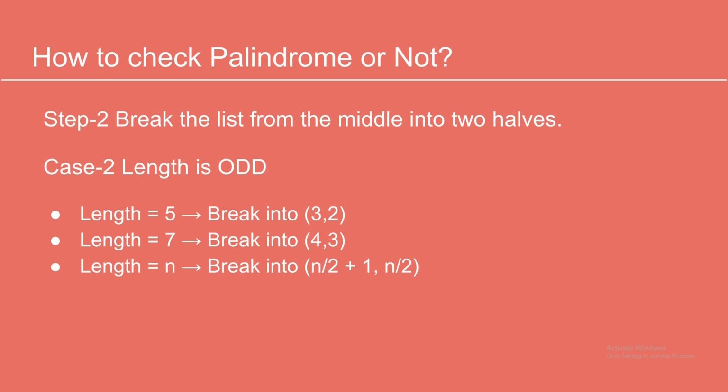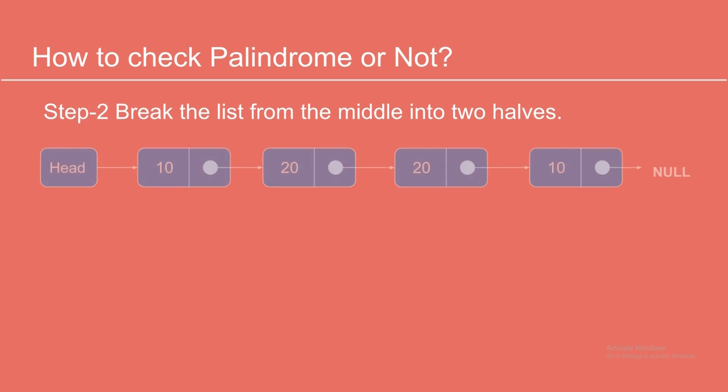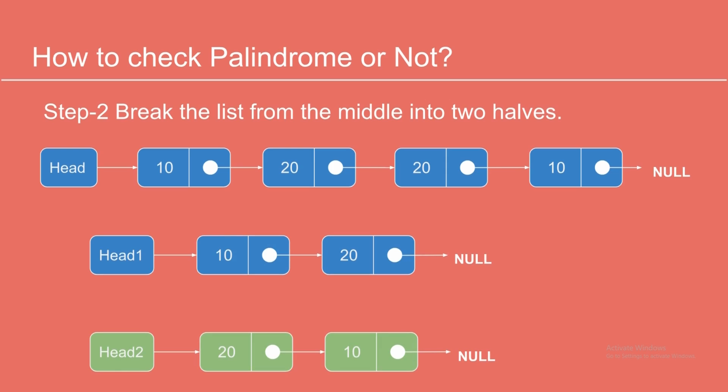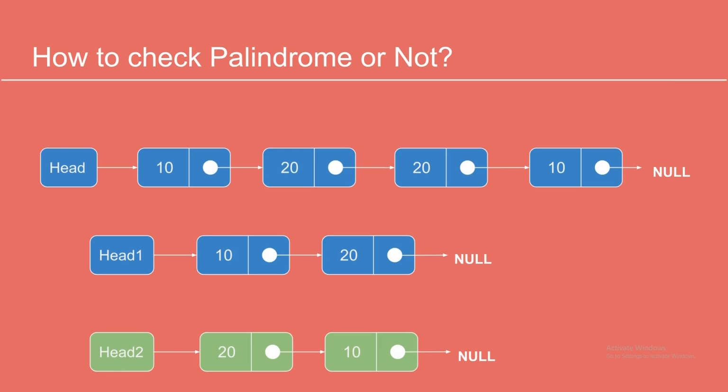So now let's break the list into 2 halves. The above list will be broken into, the first half will be 10 and 20 and the second half will contain 20 and 10. Now in order for the list to be palindrome, the last node's data should be equal to the first node's data, and the second and third node's data should also be equal. So in order to compare these data values easily, we will reverse the second half of the list.